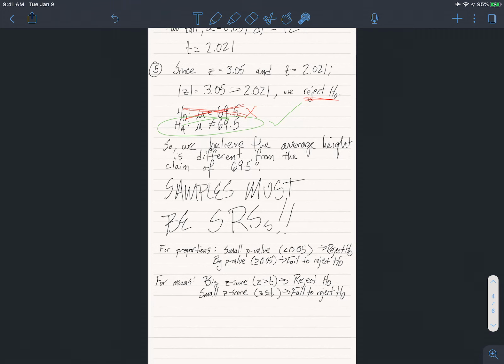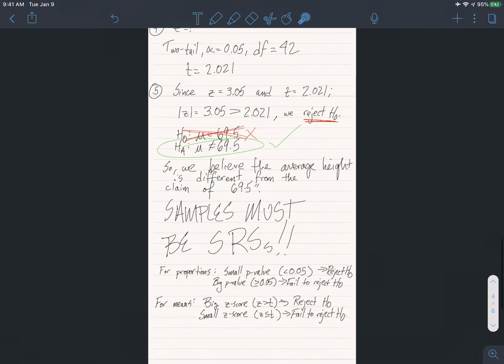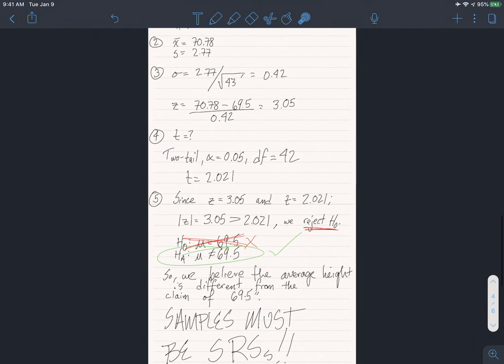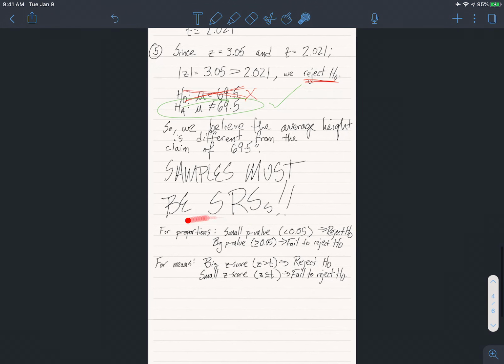But please, please, please make sure to do the practice problems, not just for proportions, but also for means. Switch it up. I will post practice problems for both on Blackboard. Make sure you attempt them on your own. You know, it's one thing watching my lecture and, okay, that makes sense, that makes sense, that makes sense. Make sure you're trying these problems on your own.